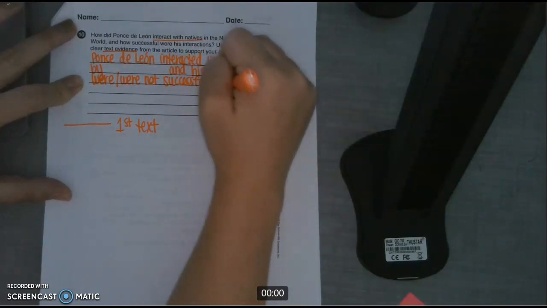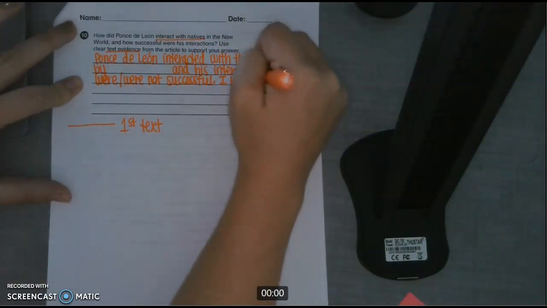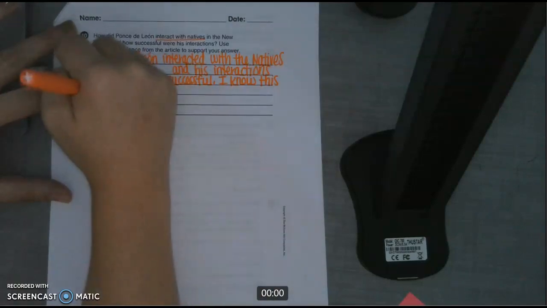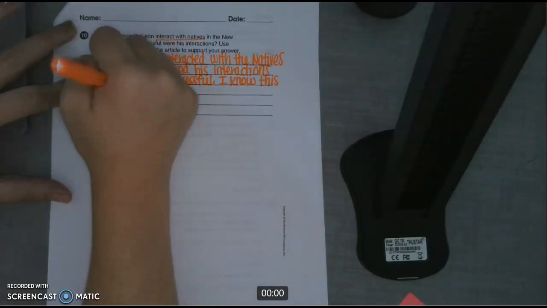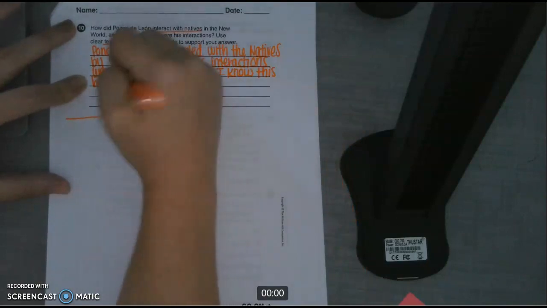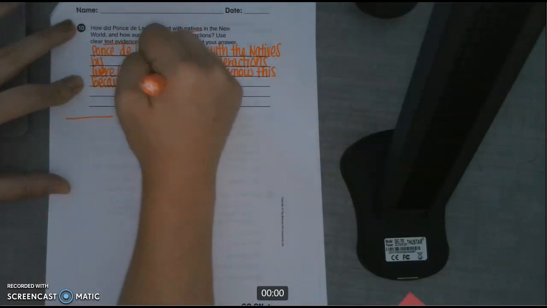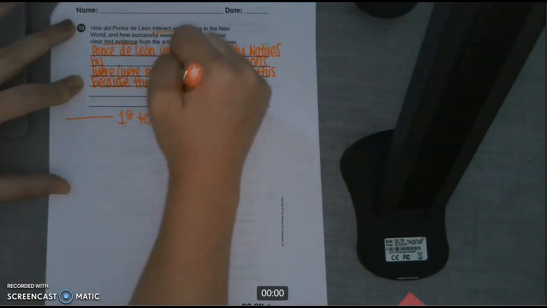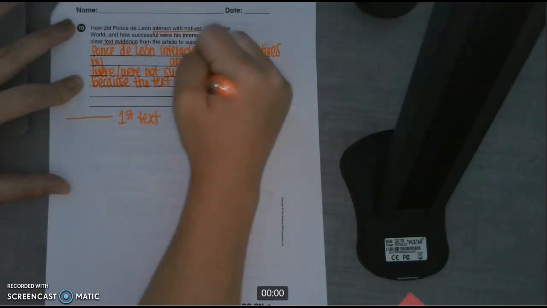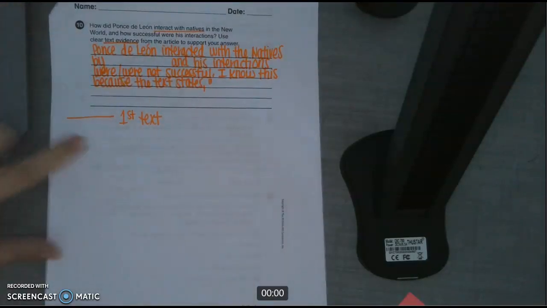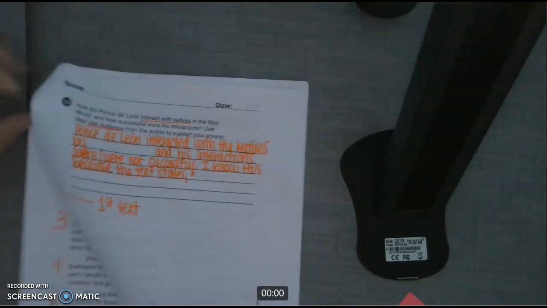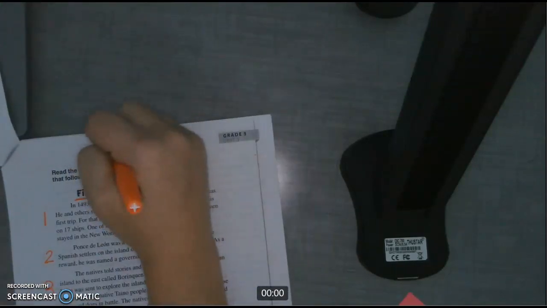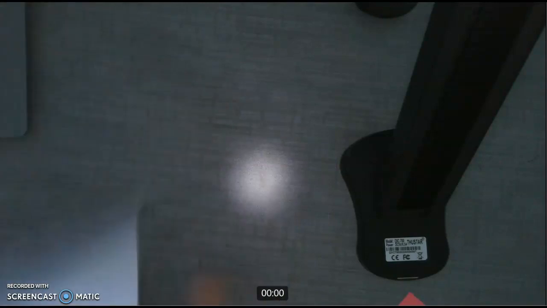I know this because, and then I need to say what the text says. The text states blank. All right, that's the end. So we have now walked through all the questions. Now we actually get to read.